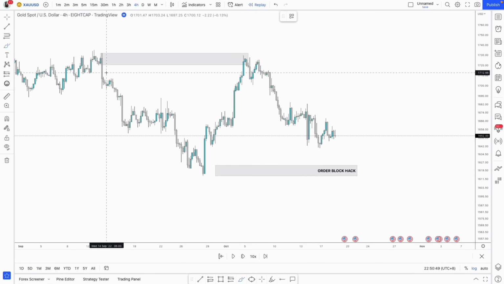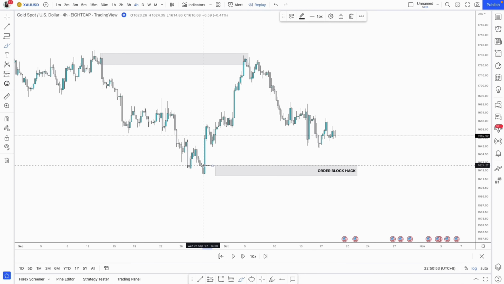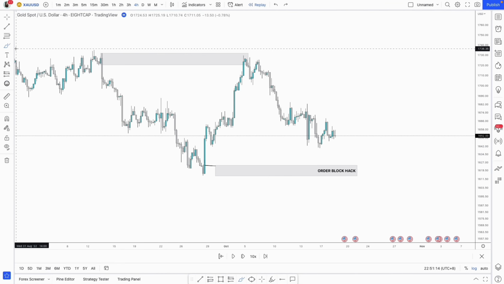Imbalance is simple. If you take the first wick, which is this gray wick right here, and then you take one candle gray, two candle green, three candles green, and take the wick of this candle, you will see that the wick of the gray candle and the wick of the green candle do not meet each other. So we have this space in the middle, and that space right there is called imbalance.